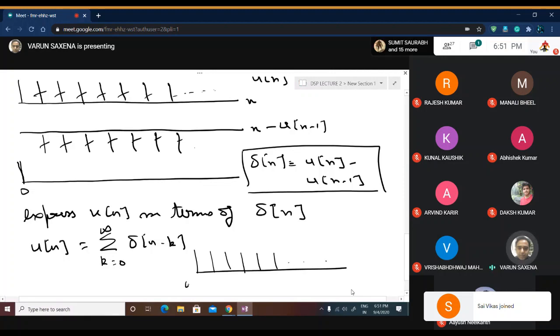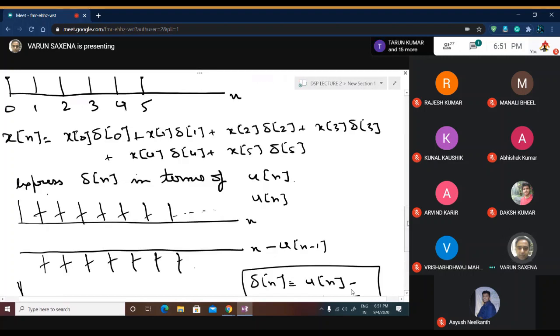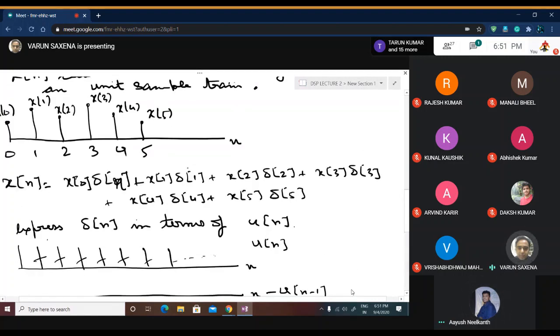So this is your delta n at n equal to 0, this is your delta n minus 1, and so on. Thank you Ayush for correcting me. I should write n over here, n minus 1 over here, n minus 2 over here, n minus 3 over here, and so on. n minus 4 here and n minus 5 here.